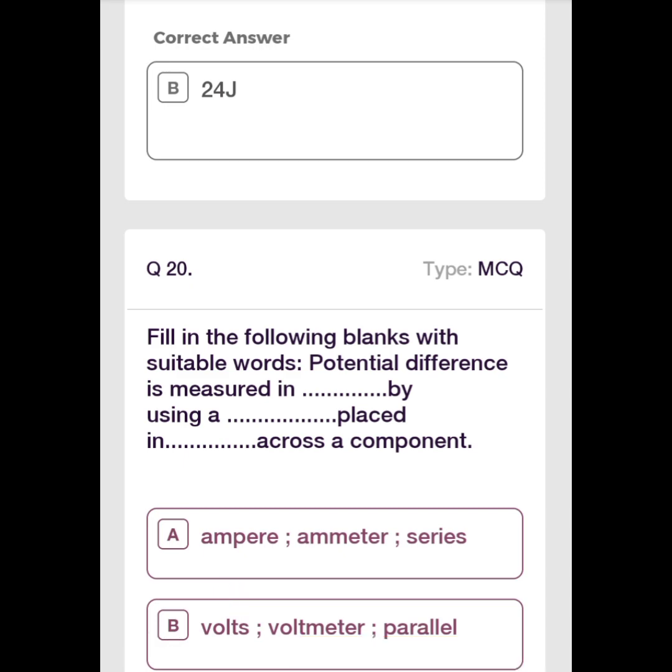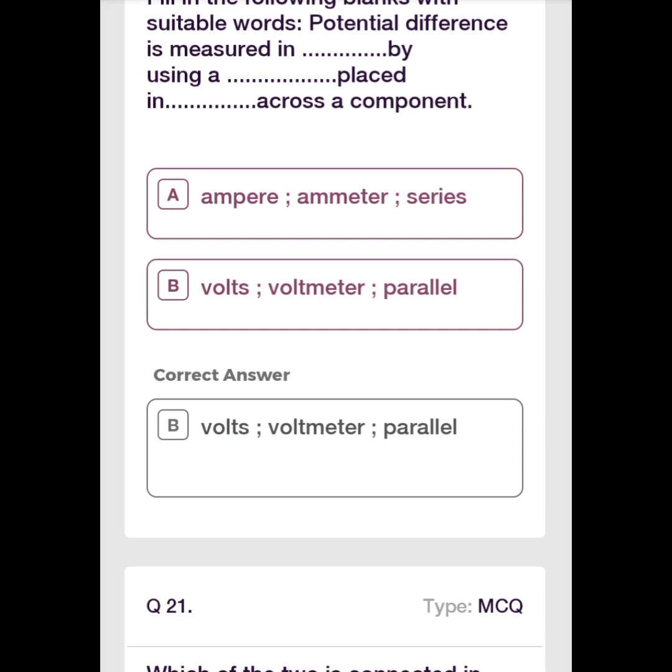Option A is ampere, ammeter, series. So this comes for measuring the current. Option A is for current, but here what is given is potential difference. Potential difference is measured in volts, with a voltmeter in parallel. So option B is the correct answer.